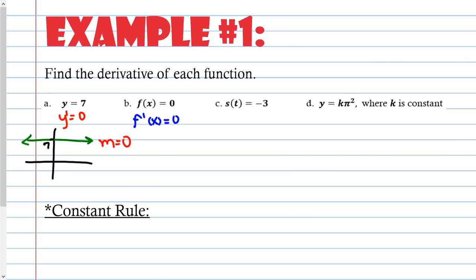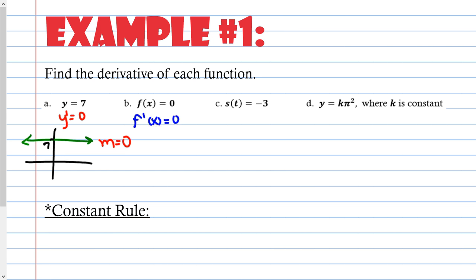You need to show me that. Every time you find the derivative, you're going to use this proper notation. Whenever I ask you for proper notation, this is what I'm referring to. y equals 7. If you derive that, it's y prime equals 0. f of x equals 0. If I derive that, it's f prime of x equals 0. So moving on with the same pattern, s of t equals -3.